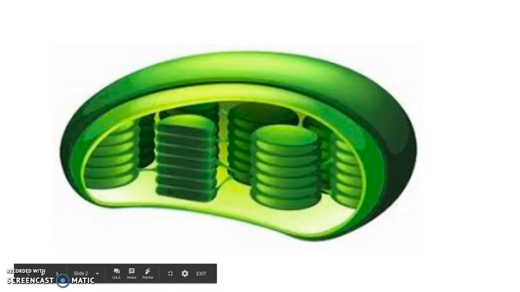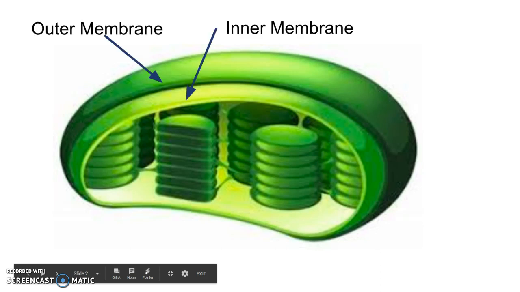So first of all, it is a double membrane structure. This is why it's not found in prokaryotic cells that don't have membranes, because it has not only one but two membranes, an outer and an inner membrane that surround the organelle itself.